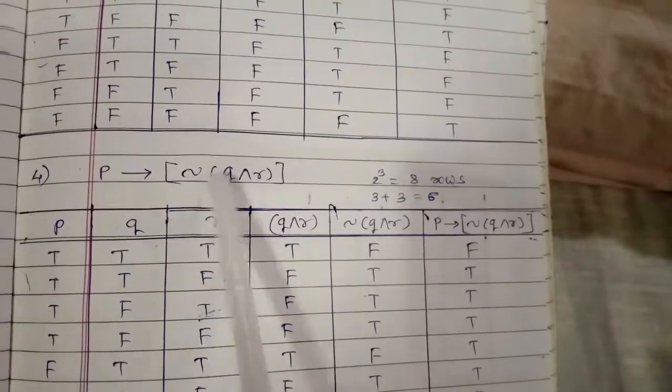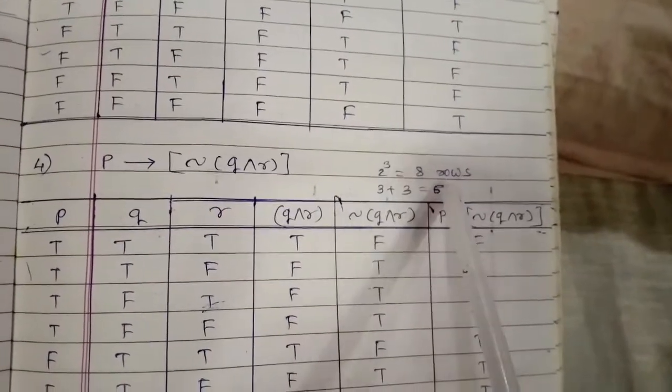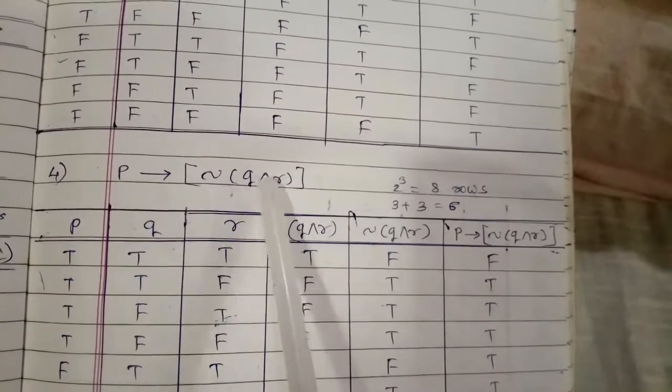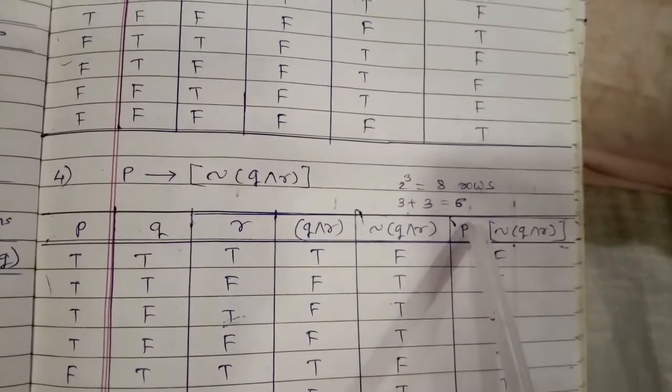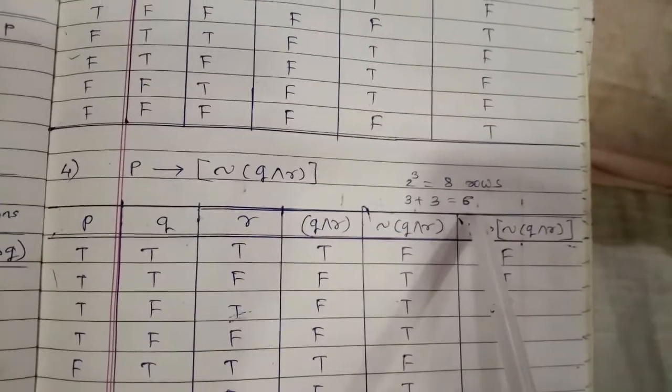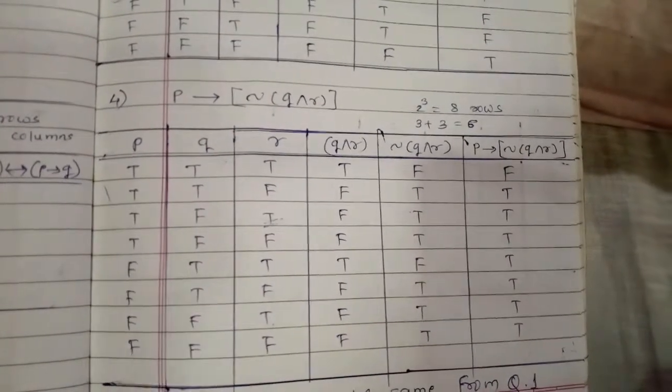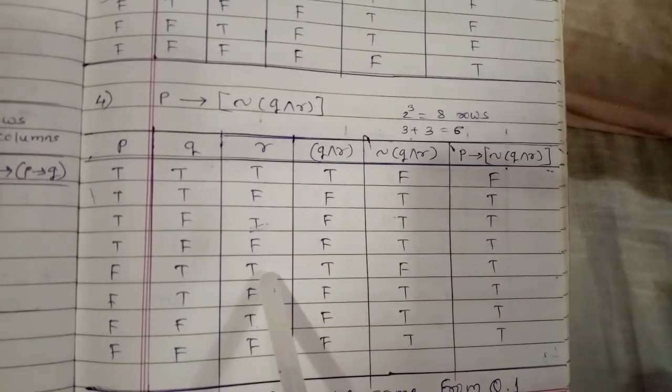Next, the fourth example also has 3 statements, that is P, Q, R. So 2 cube, that is 8 rows, and how many connectives? 1, 2 and 3. So 3 plus 3, that is 6 columns, and 8 rows and 6 columns are there. Now similarly we have to write down 4 times T and 4 times F. T T F F T T F F T F T F T F T F.